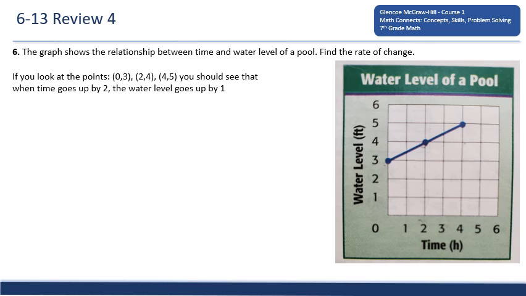So if we wanted to graph the points, it would be (0, 3), (2, 4), and (4, 5). So what you should notice is that every time the time goes up by 2 hours, the water level goes up by 1 foot. So the water level goes up 1 foot for every 2 hours.